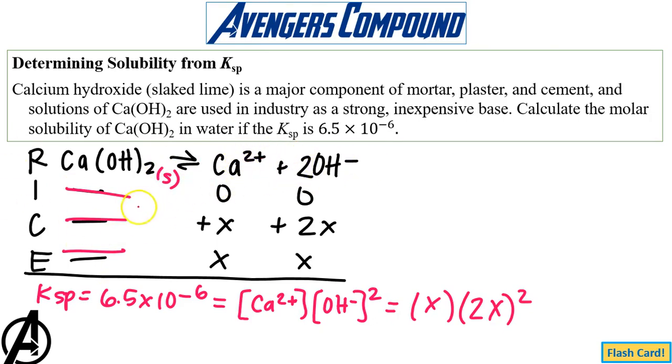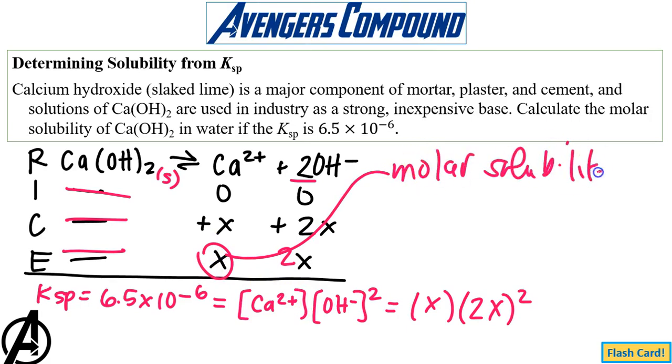Now in a RICE table, of course, if we have our solid and we don't use it, we're only going to be left with products. Well, initially we have no product. So we're starting with 0, 0 here, and we know it's going to be plus X and then plus 2X because we have a 2 in front of the hydroxide ion here. Now then that's going to give us our equilibrium amounts, which will be X for Ca2 plus and 2X for OH minus. Again, this X value is going to be related to our molar solubility. We saw that, or at least we kind of set that up before. Okay, folks? Now our Ksp is going to be 6.5 times 10 to the negative 6.